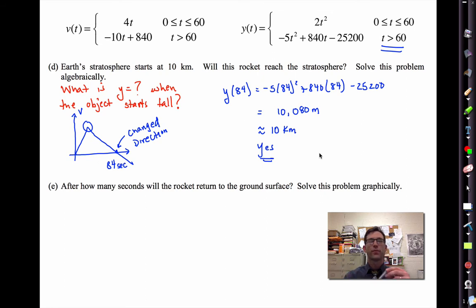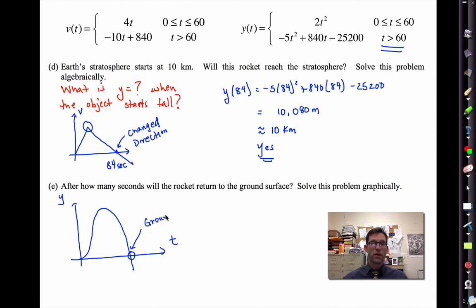All right. Letter E. After how many seconds will the rocket return to the ground surface? Solve this problem graphically. We could definitely solve this algebraically. Okay, for the record, definitely we could solve it algebraically. But again, let's visualize, right? Not with the velocity graph, but with the position graph, right? Because what we have is this graph, and this is when it's going to hit the ground, right?